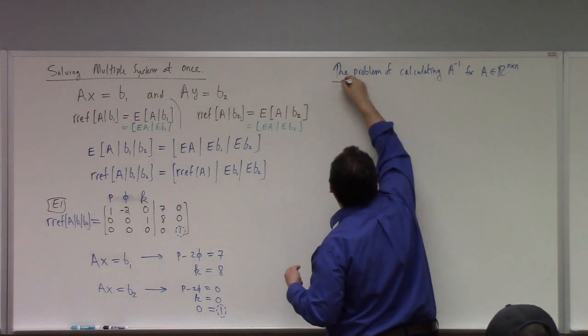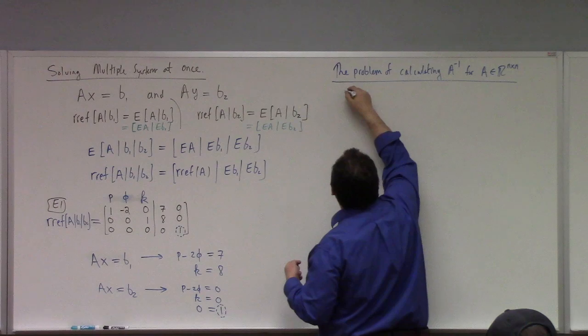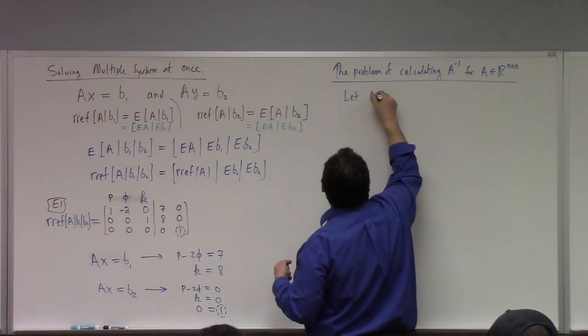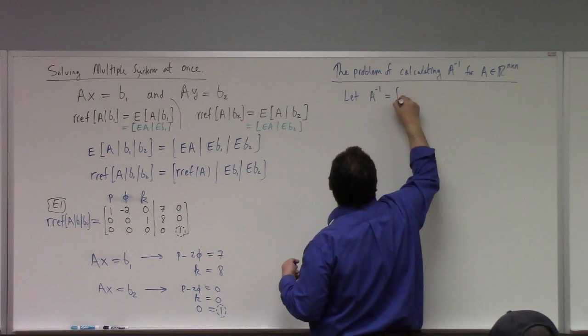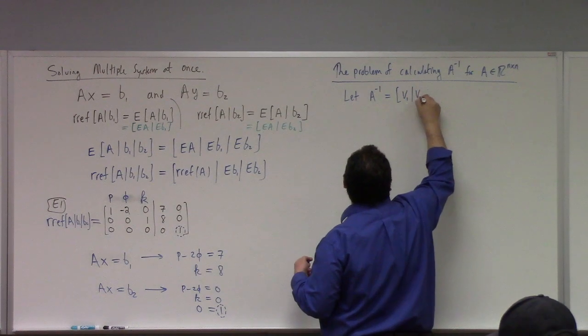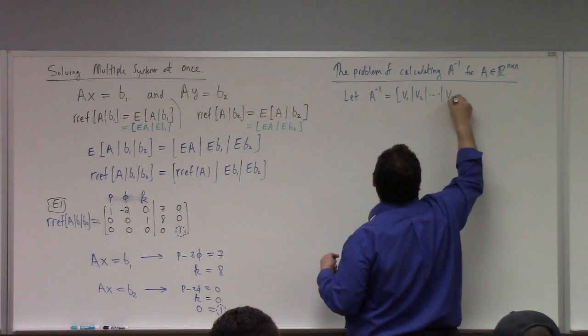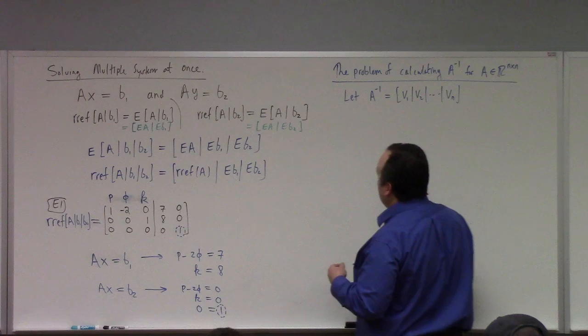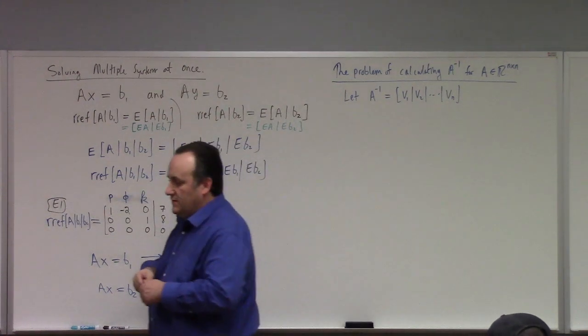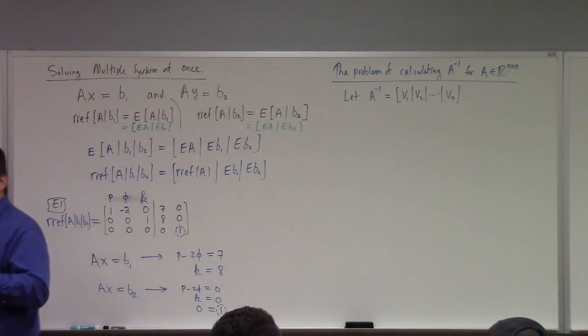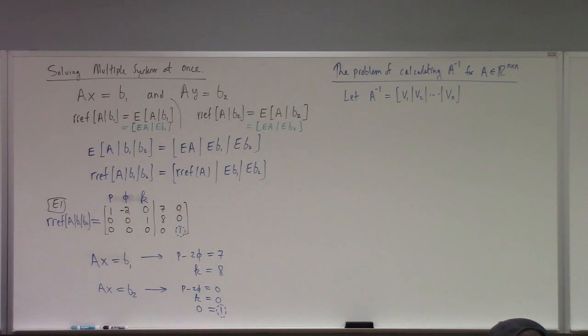Right? Let's talk about that. So let's let A inverse equal V1, V2, through Vn. We'd like to find these. Let V1, V2, all the way out through Vn be the columns of the inverse matrix that we'd like to find, right?